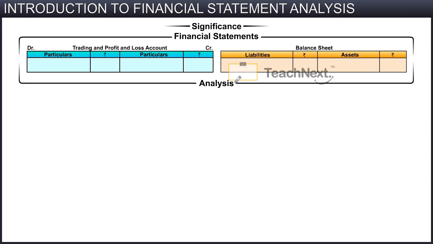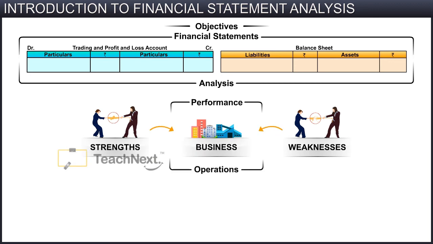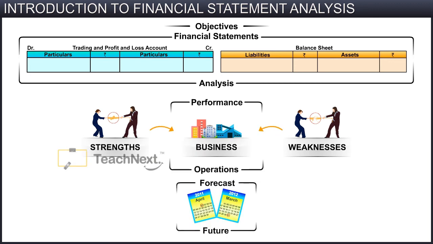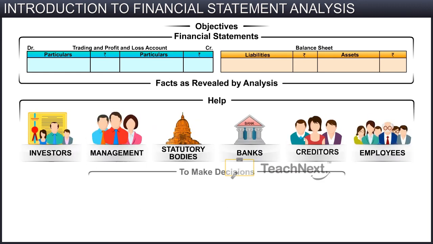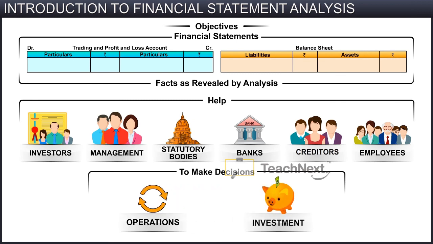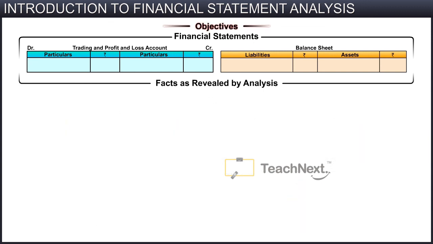Moving ahead, we will focus on the objectives of the financial statements analysis. The prime objective of this is to measure the strengths and weaknesses of the performance of a business's operations, and to forecast the future prospects of the company. The facts, as revealed by analysis, help the analysts to make various decisions regarding the operations of and further investments in the business. Let us look at the specific objectives of the financial analysis.